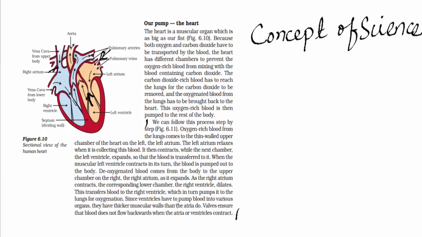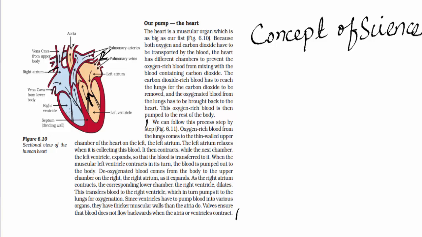Since ventricles have to pump blood into various organs, they have thicker muscular walls than atria do. These walls are thinner compared to these walls, you can see. And the thickest wall is in the left ventricle. If there is a question which wall of the heart is the thickest, then you have to write left ventricle. Why? Because the left ventricle pumps the blood to the brain, to the toe, to every part of the body. So it has to be very strong.